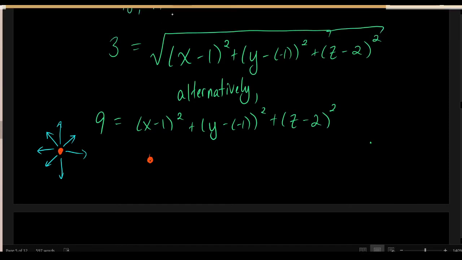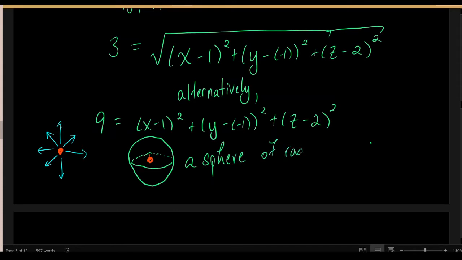So this is how I usually draw the sphere. I draw one upright circle around the center, and I draw a little tummy, a little stomach around the center, to indicate the fact that it's 3-dimensional. This is a sphere, in this problem, of radius 3 units, since we're 3 units away from the center being the point 1, minus 1, 2.